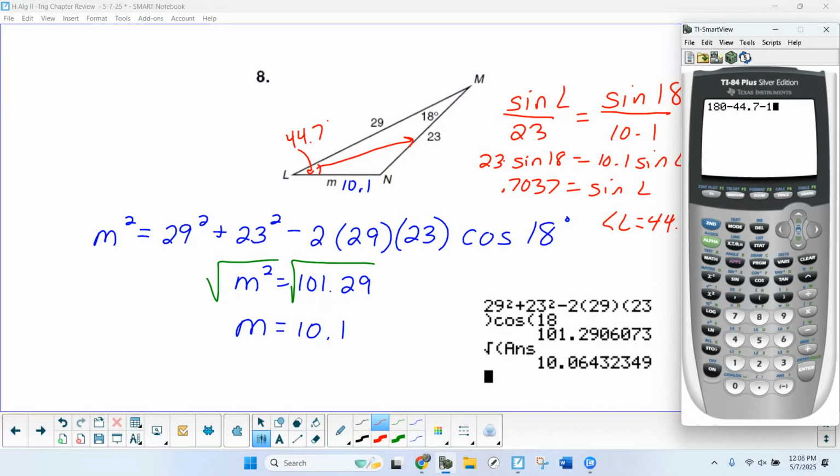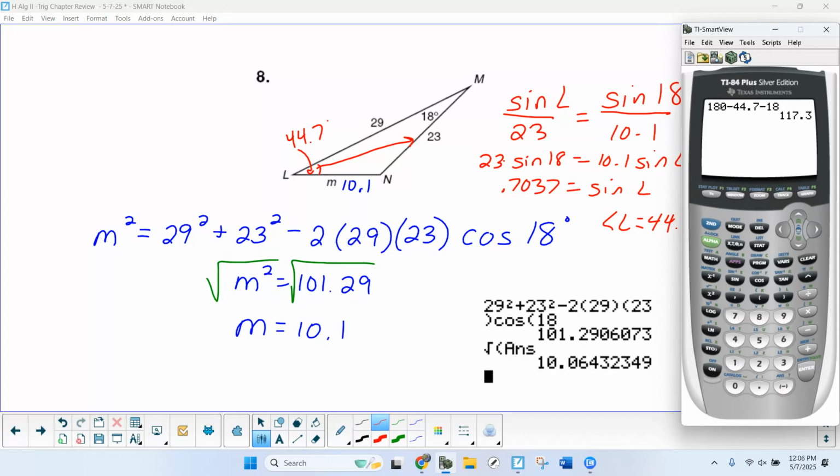Minus. And notice it was obtuse, which when you do law of sines, it always gives you the acute angle, not the obtuse angle. So do not use law of sines to find angle N. Very good question to do.